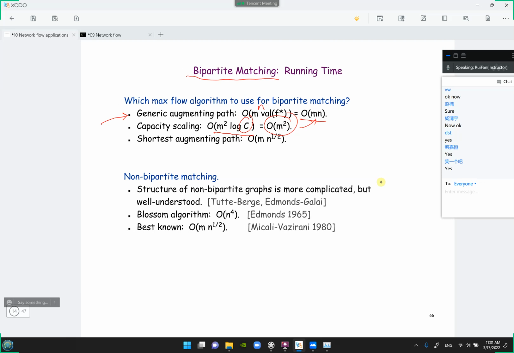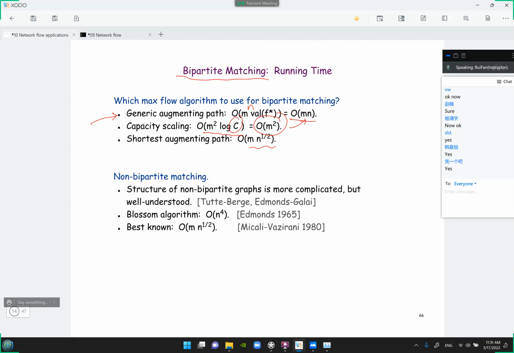But there are other even faster algorithms. For example, the shortest augmenting path and many other algorithms can be even faster than the generic Ford-Fulkerson.